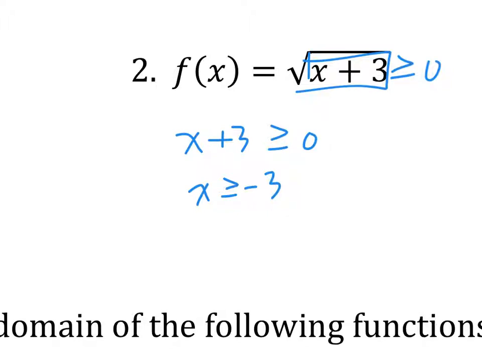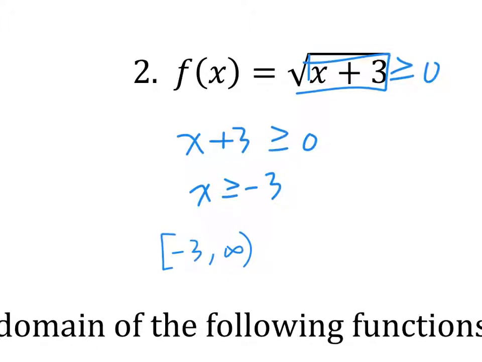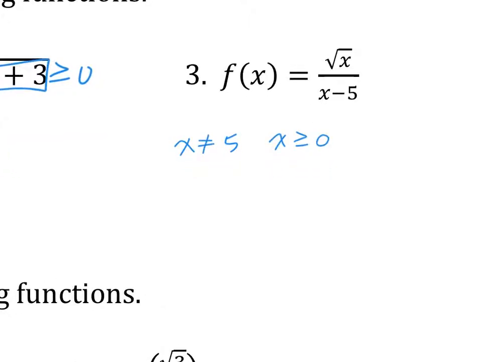All right, this one should be pretty easy. X greater than or equal to negative 3. Let's try Sherry. What did you write? Negative 3 to infinity. And then what do we put on negative 3? Bracket? Yeah.